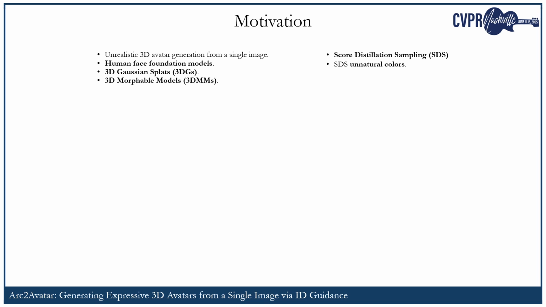However, SDS has a notable well-known weakness. It often produces unrealistic results with unnatural colors and oversaturation. Addressing all of the aforementioned, we've developed an SDS-based solution that uses 3D Gaussian splats as the primary representation. This approach is built on top of a 3D morphable model template, and it's guided by a human face foundation model. The result is an expressive, identity-consistent 3D avatar generation method that is both realistic and visually compelling.